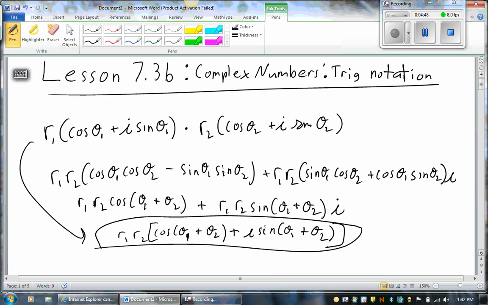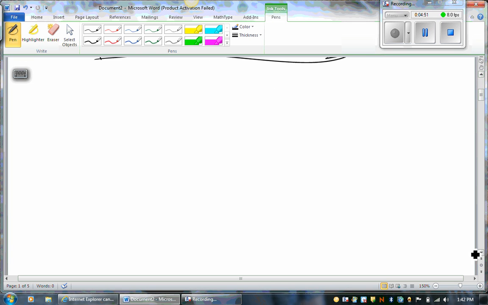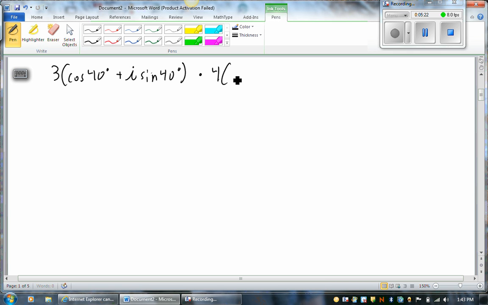So let's try an example of this. Okay, let's try doing 3 times the cos of 40 degrees plus i sine of 40 degrees times 4 cosine of 20 degrees plus i sine of 20 degrees.